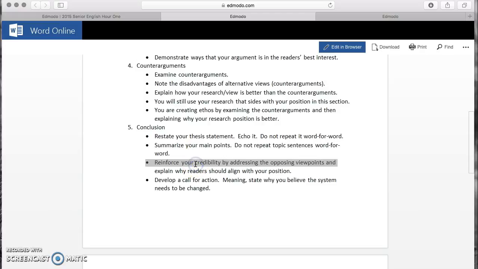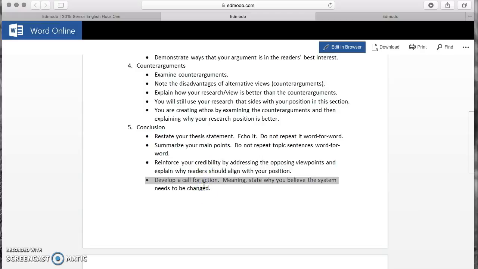From there, it's always good to bring up the opposing viewpoints and explain, however, how the reader should align with your position. So just again remind the reader of some main counter arguments that are out there, but then respond to them as well in your particular conclusion.